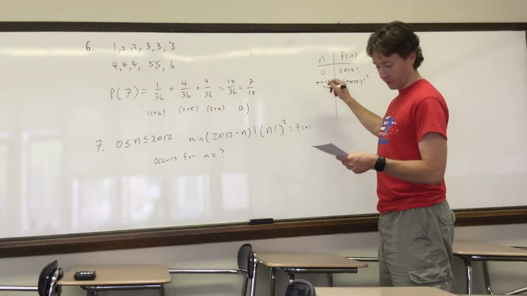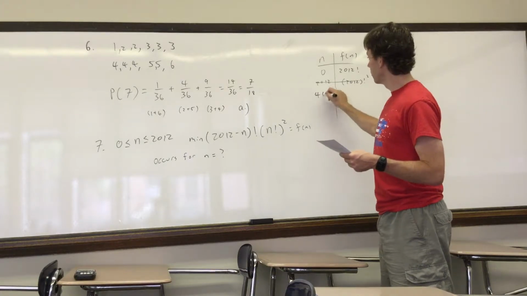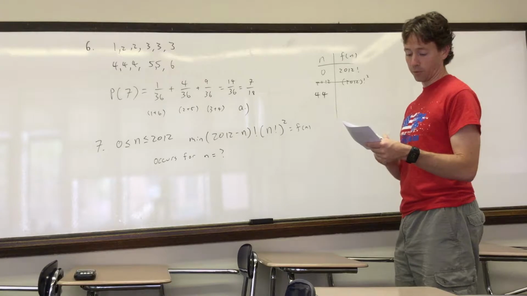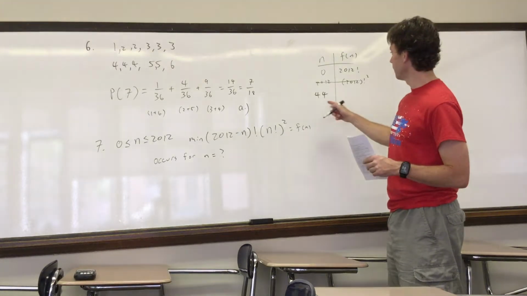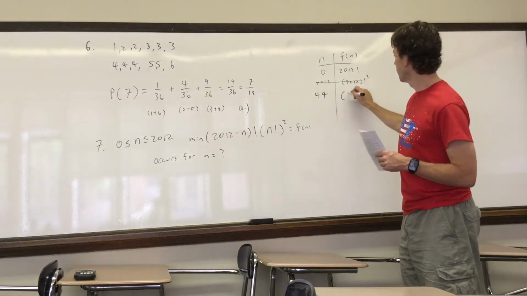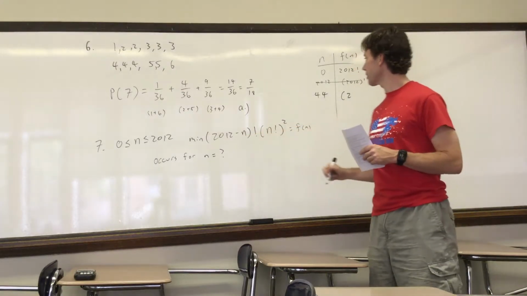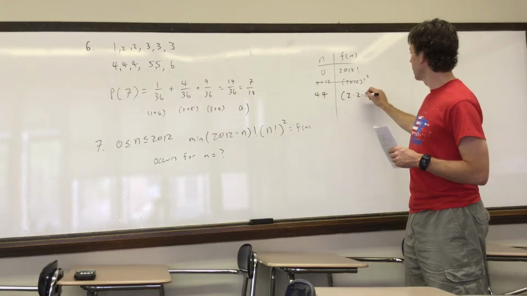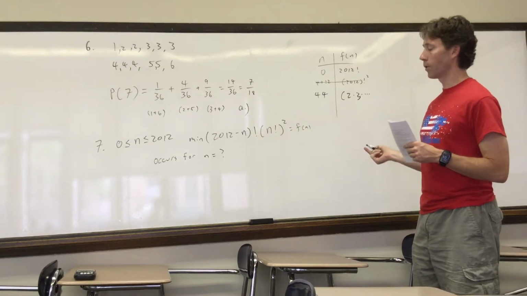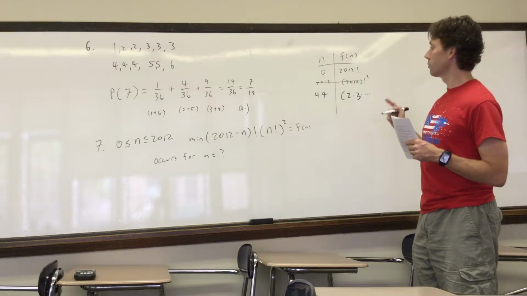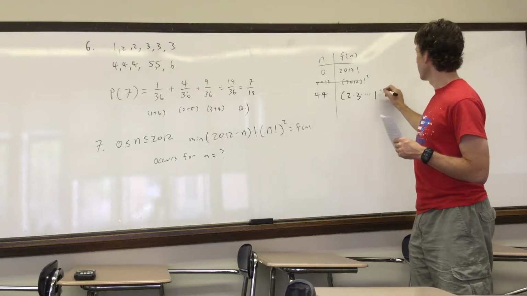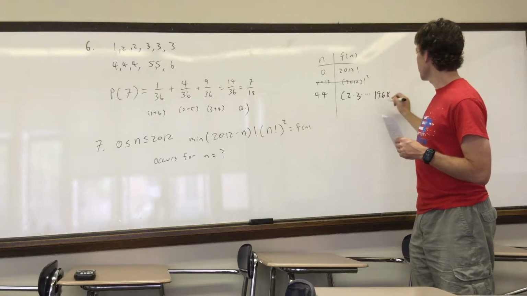Looking at the smallest of our choices, 44, my guess is that the answer is either 44 or 45. Looking at 44, we're going to have the 2012 minus n. All right, 2012 minus 44 is 2000 minus 32, which is 1968.